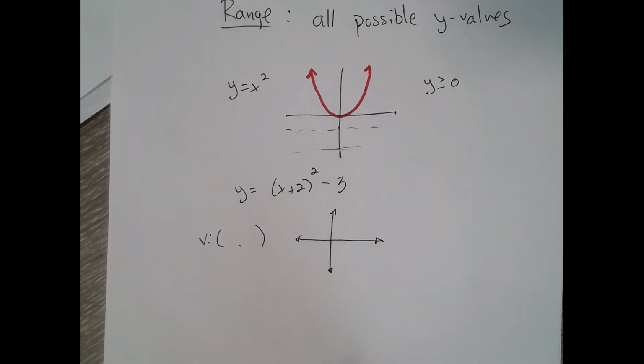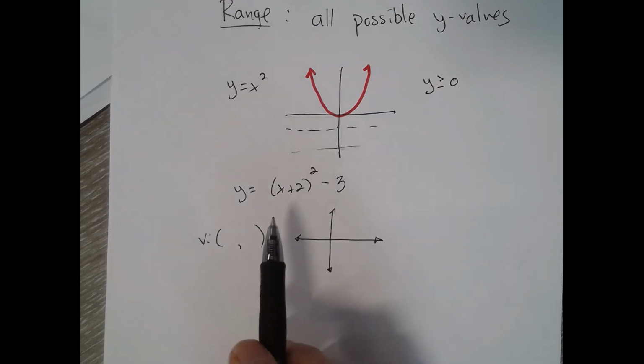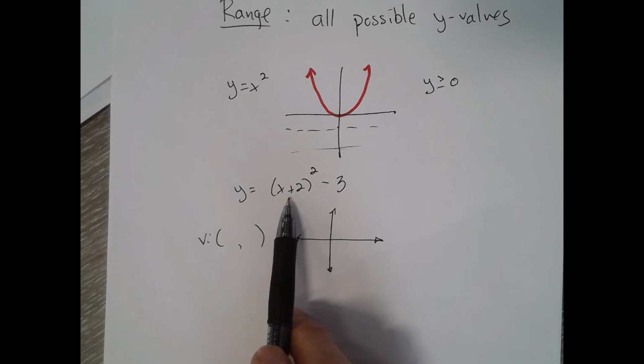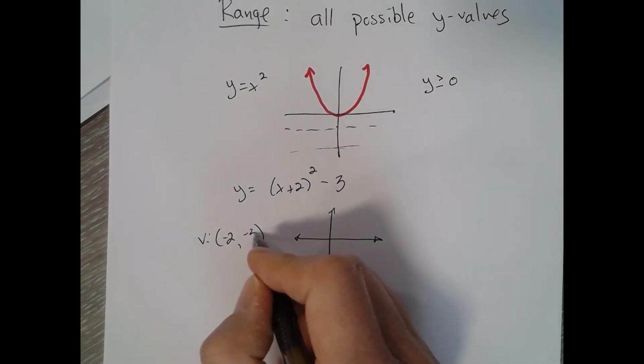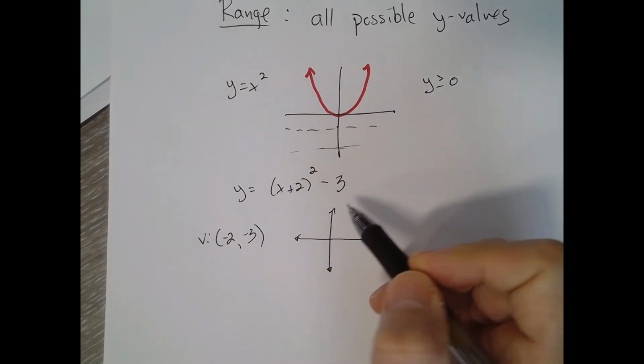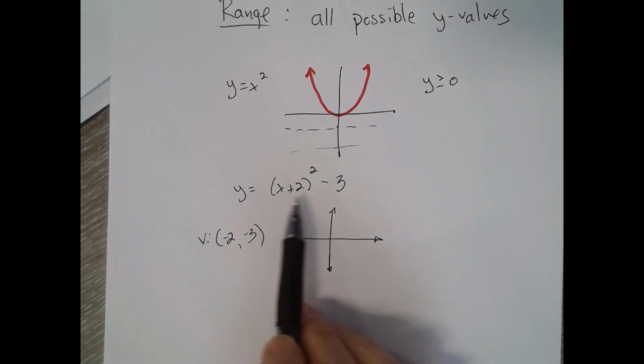He said 4, -3. Close, but it's not 4. What does the plus 2 do? Melody says 2, -3. She's even closer, but the plus 2 is going to move it left 2. It's the opposite of that. So it's actually -2, -3, because it goes left 2, down 3. Whatever's in parentheses, it's the opposite of that, comma, that, and that's your vertex.